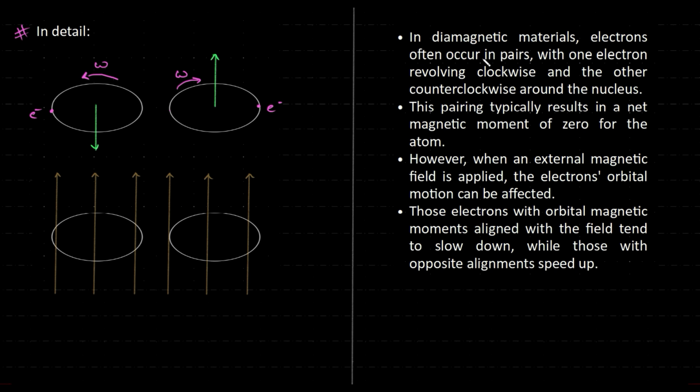So in diamagnetic material, electrons often occur in pairs, with one electron revolving clockwise and the other counterclockwise around the nucleus. So this is the scenario. Now when they are exposed to a magnetic field, a weird thing happens. The one which is opposite to the magnetic field, its current loop strength increases, while here the current loop decreases. So here it increases, while here it decreases.